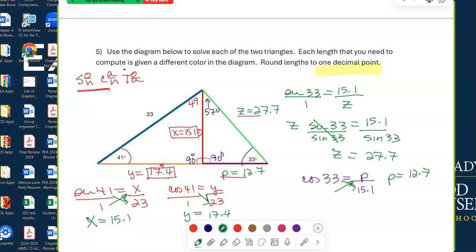And if I did a reasonableness test, I believe it would all work out. Okay, but that's what I'm getting for all those answers.